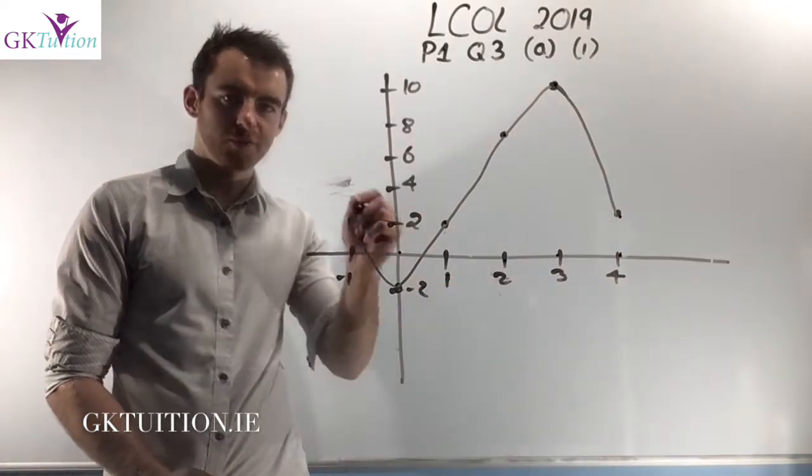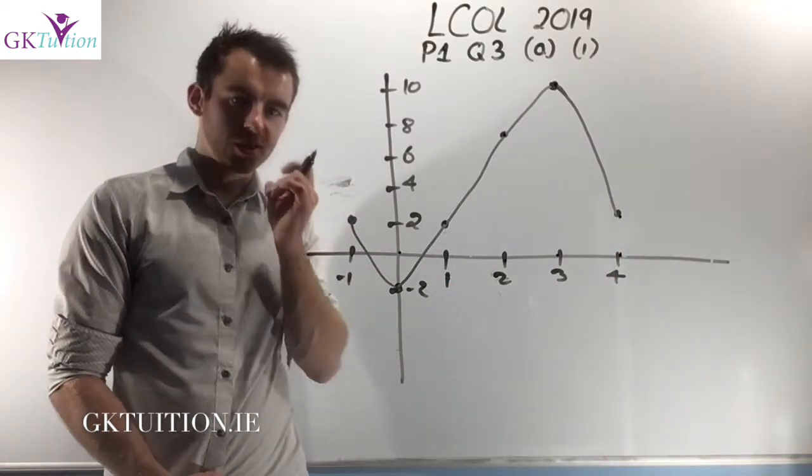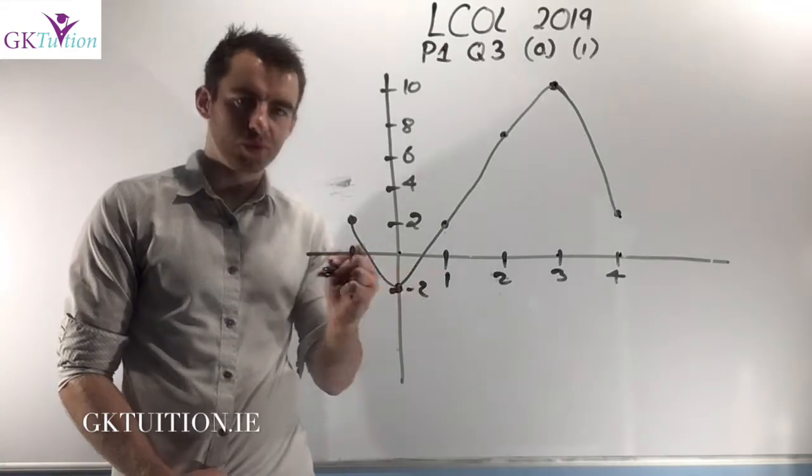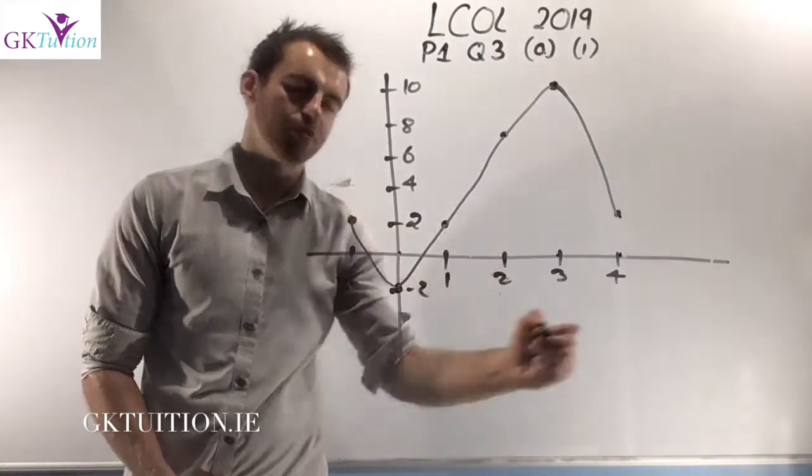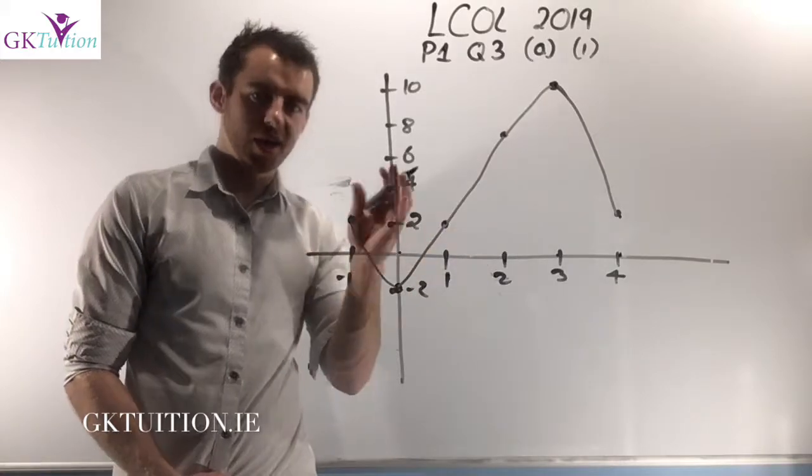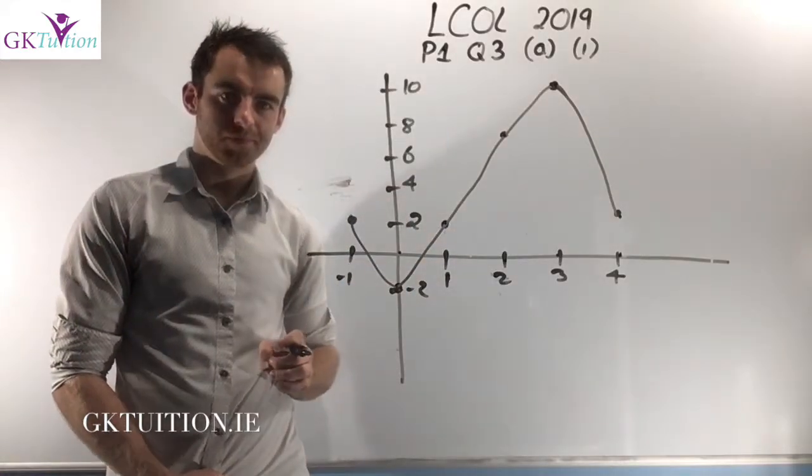Remember, this is a curve. Because there's an x cubed, it's a curve. So you cannot use your ruler when you're joining it up. It has to be freehand. Whenever you're drawing a straight line, you have to use a ruler.